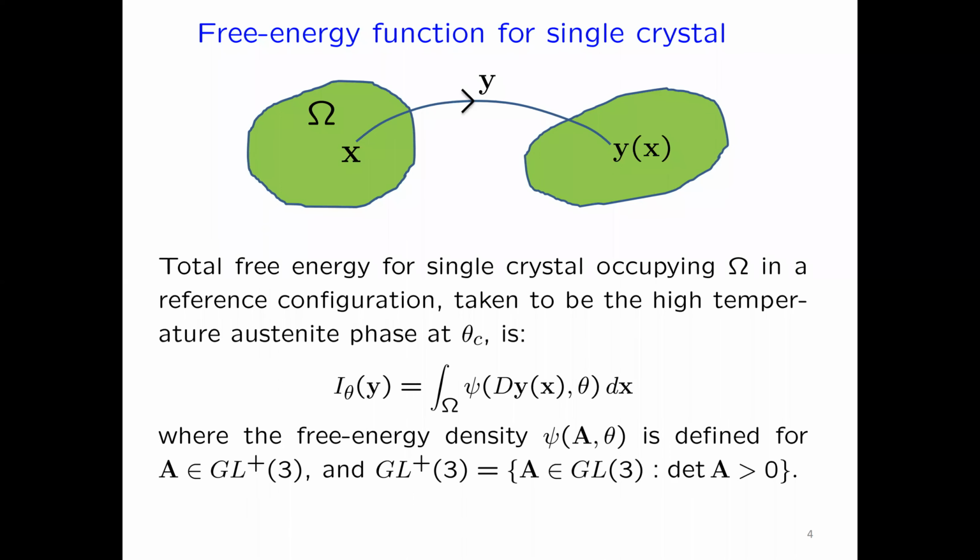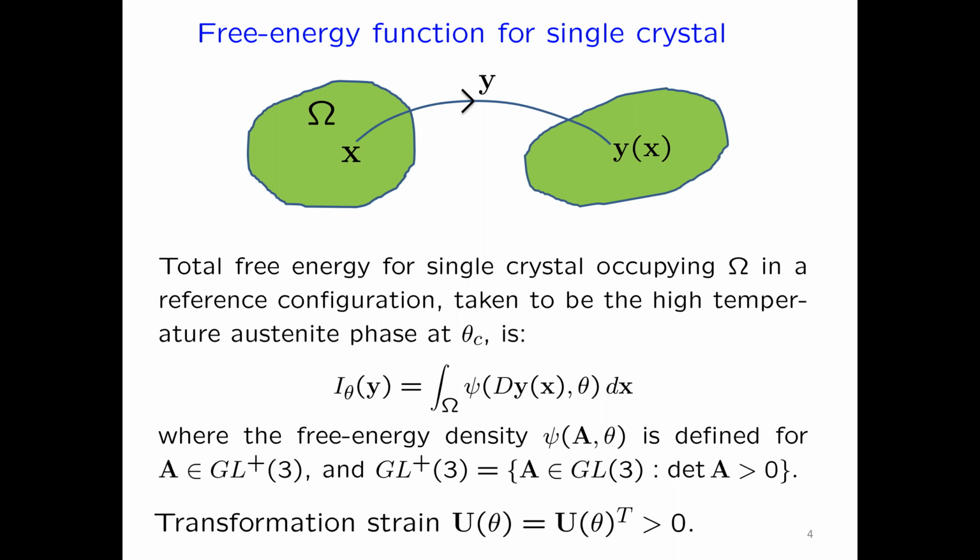And so the free energy at temperature theta is going to be the integral of some density C of the gradient of y at x, which you can identify with a 3×3 matrix, and the temperature. And the density, therefore, is defined for A in GL+(3), which is the set of invertible matrices with positive determinant. Positive determinant because we don't want the deformed configuration to be reflected with respect to the undeformed configuration. In fact, we actually want this map to be invertible, but that introduces global issues that I'm not going to talk about in this lecture.